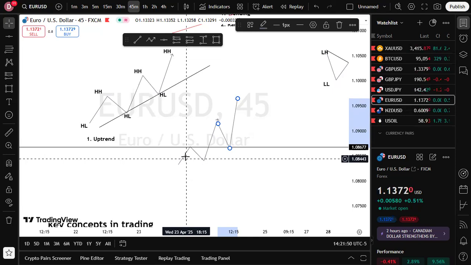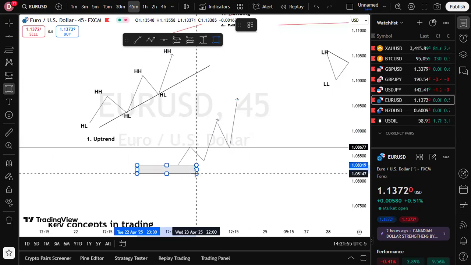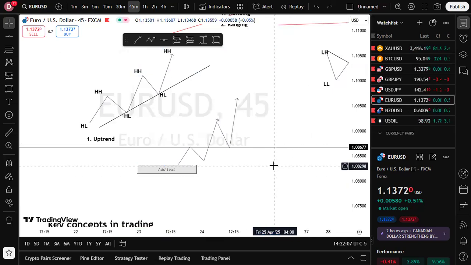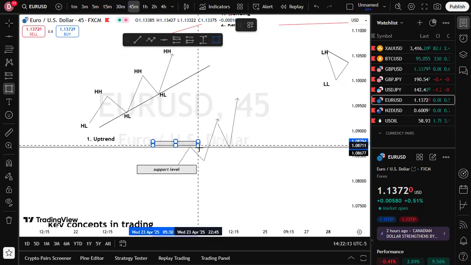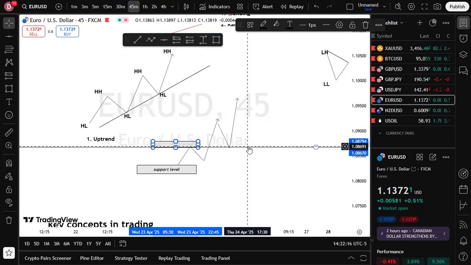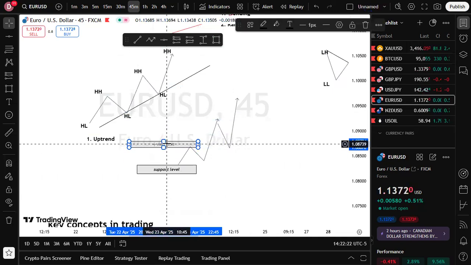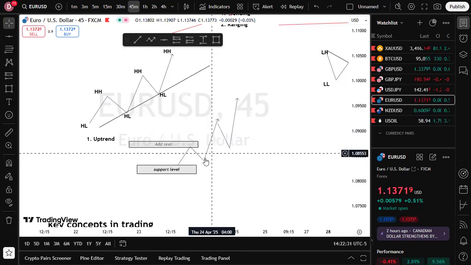Now, for this stage, let's take here as our support level, which is our floor. So this is our support level. And then let's take here as our resistance level, which is this point here. I'm going to remove this line just so that you can see it clearly. So now this is our support level, this is our resistance level.